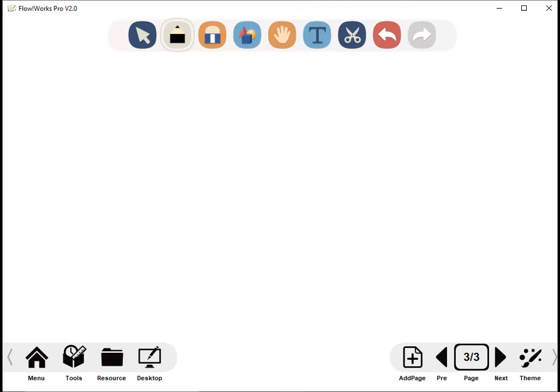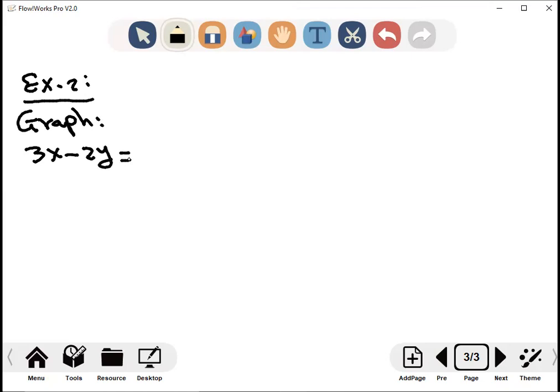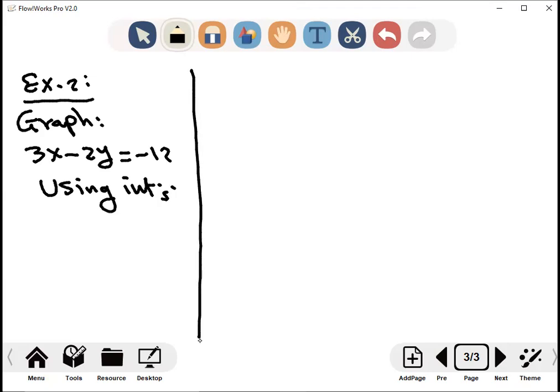Here we won't go to the tables. We will use X and Y intercepts. So we'll do it, and let's remember what we did yesterday. So example 2, don't try, just focus. Graph the equation 3x minus 2y equals -12 using intercepts. Now we have two intercepts, x-intercept and y-intercept. Let's find the x-intercept first.